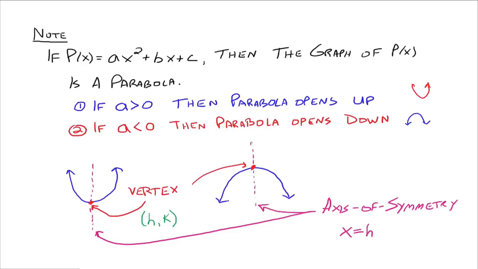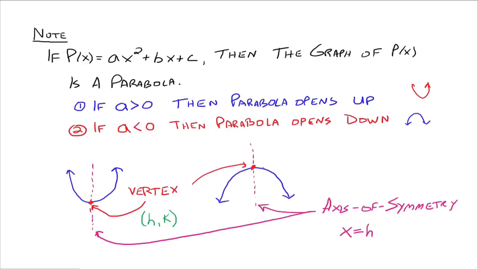And the axis of symmetry can be used to help you graph as well. If you know the vertex and you know a point, say over here on the right, then you automatically know a point that has to be over here on the left. It just has to be the same distance from the axis of symmetry, otherwise we wouldn't have a parabola symmetrical with respect to the line. So once you know the vertex, you automatically know the axis of symmetry.